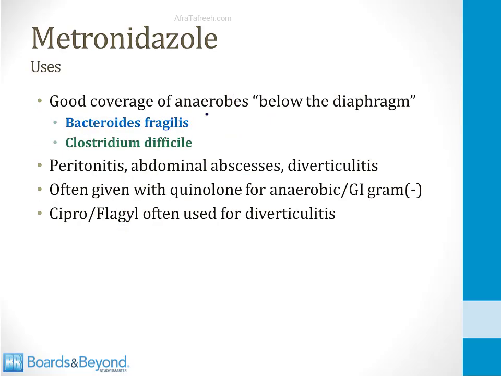Metronidazole has good coverage of anaerobic bacteria that cause infections below the diaphragm. This is in contrast to clindamycin, which has good coverage of anaerobic bacteria that cause infections above the diaphragm. So metronidazole has good coverage of Bacteroides and Clostridium difficile. For this reason, it's often used in the setting of GI infections, including peritonitis, abdominal abscesses, and diverticulitis.